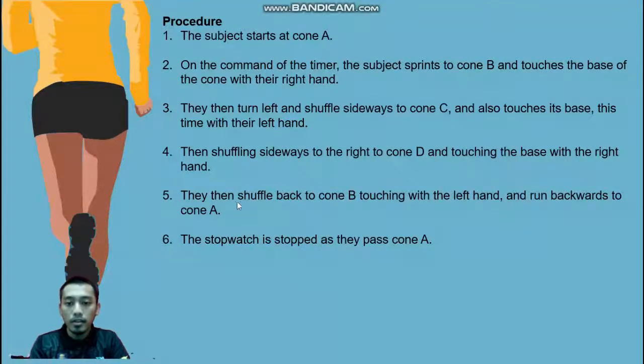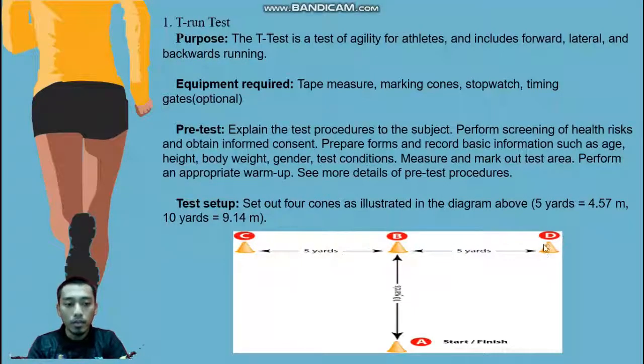And then they shuffle back to cone B, touching with the left hand, and run backward to cone A. Then from here, they run here and touch the base with the left hand and run backward to cone A. And the time is taken.